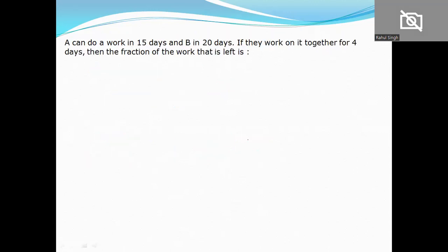A can do a work in 15 days and B in 20 days. If they work on it for 4 days, what fraction of the work is left? So let's find out. A is taking 15 days to do a job. On the other hand, B is taking 20 days to finish the job. And the job is 60 units. 60 is the LCM of 15 and 20. So if A is taking 15 days, then he is capable of doing 4 units in one day, and B is capable of doing 3 units of work in one day.